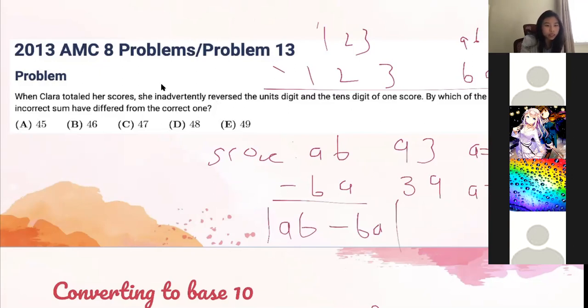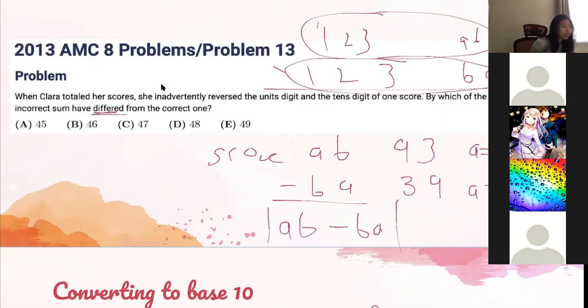So how would the rest of the scores cancel out if she totaled them? Okay, so she sums them all up, right? Like she would sum 1, 2, 3, blah, blah, blah, A, B, and then 1, 2, 3, blah, blah, blah, B, A. And then they want to know the difference between the incorrect and correct sum. So then she subtracts them to find the difference. Does that make sense? Okay, cool. Wording's a bit confusing.